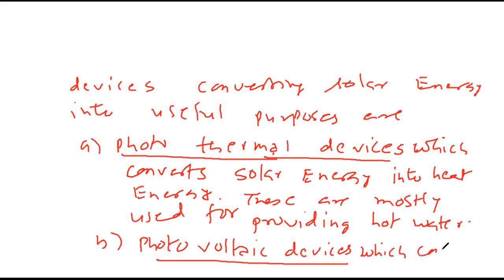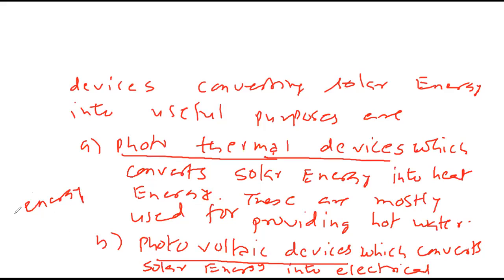Photovoltaic devices convert solar energy into electrical energy using solar cells. The solar cell works as a source of DC power.